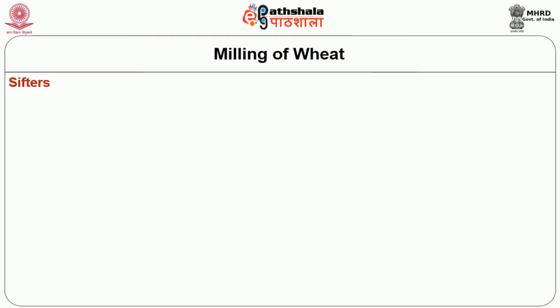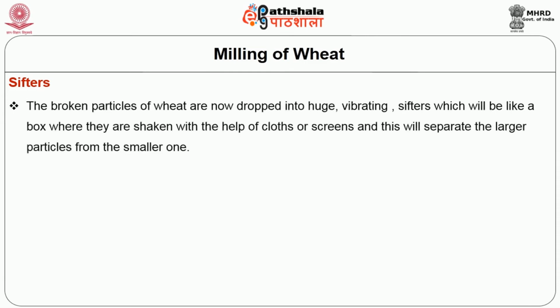Sifters. In the process of grinding the wheat, there are 4 to 5 roller mills available, and this helps to separate the starch, that is the flour, from the germ and the bran. Sifters. The broken particles of wheat are now dropped into huge vibrating sifters, which are like boxes where they are shaken with the help of cloths or screens, and this separates the larger particles from the smaller ones.